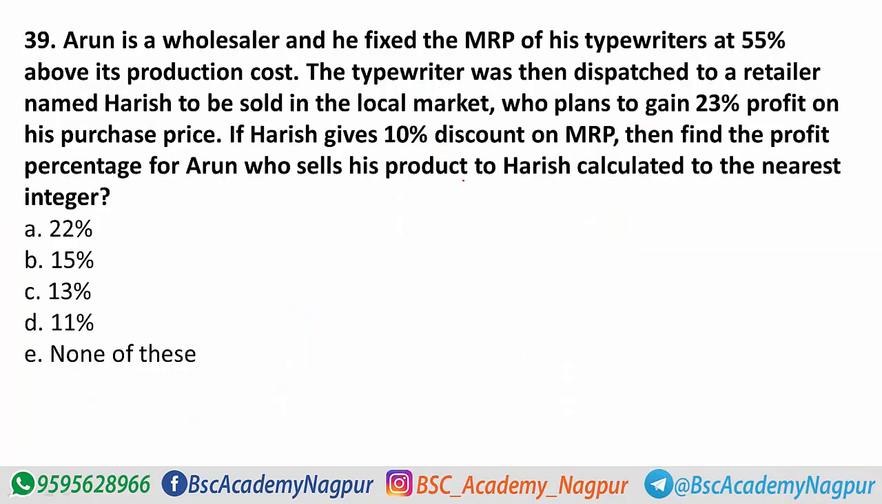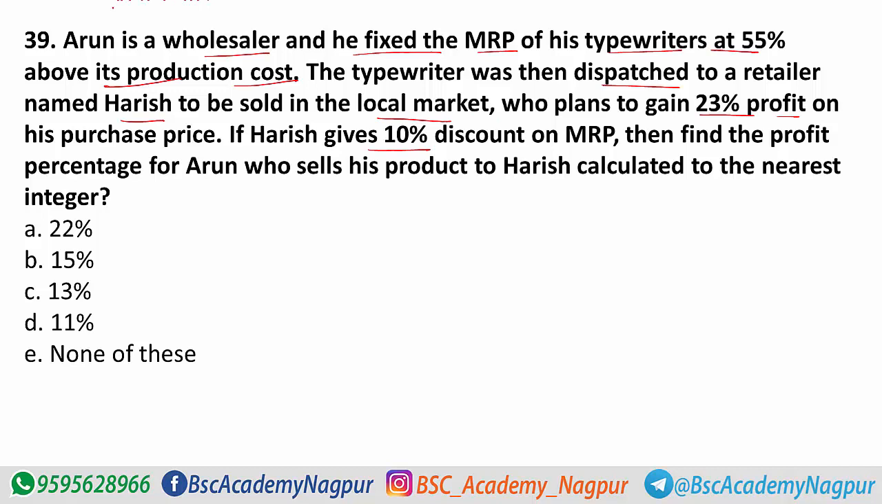Question number 39. Arun is a wholesaler. He fixes the MRP of his typewriter at 55% above the production cost. The typewriter was then dispatched to a retailer named Harry's to be sold in the local market, who plans to gain 23% profit on his purchase price. If Harry's gives 10% discount on MRP, then find the profit percentage for Arun who sells his product to Harry's, calculated to the nearest integer.